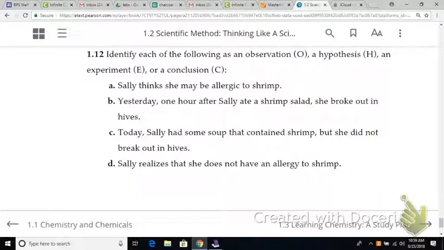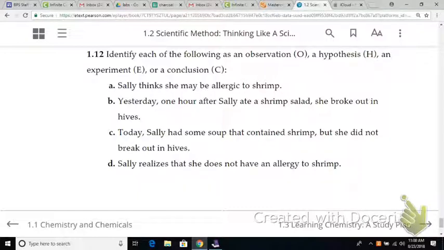Okay. Today, Sally had some soup that contained shrimp, but she did not break out in hives. It could be an experiment. And then D, Sally realizes she does not have an allergy to shrimp. Conclusion. And then that could work into another hypothesis: okay, she did these two things, what caused it? Is it a combination? Is it a different type of shrimp? I don't know. So she would probably want to take steps further and test that. So, okay, good discussion on that.